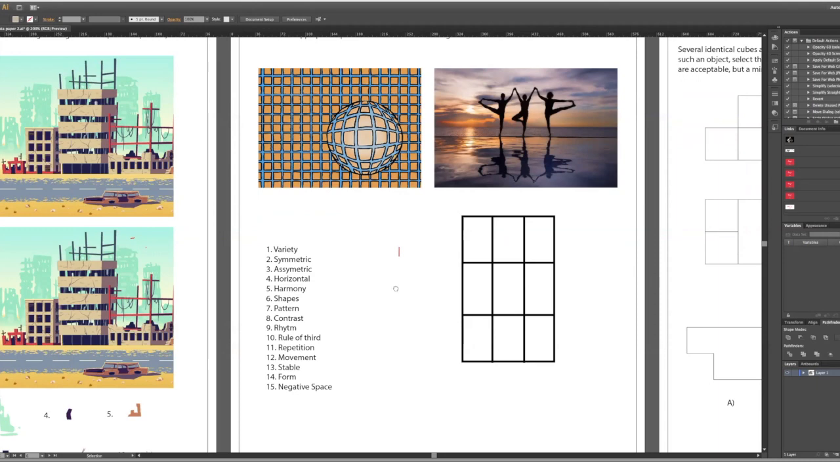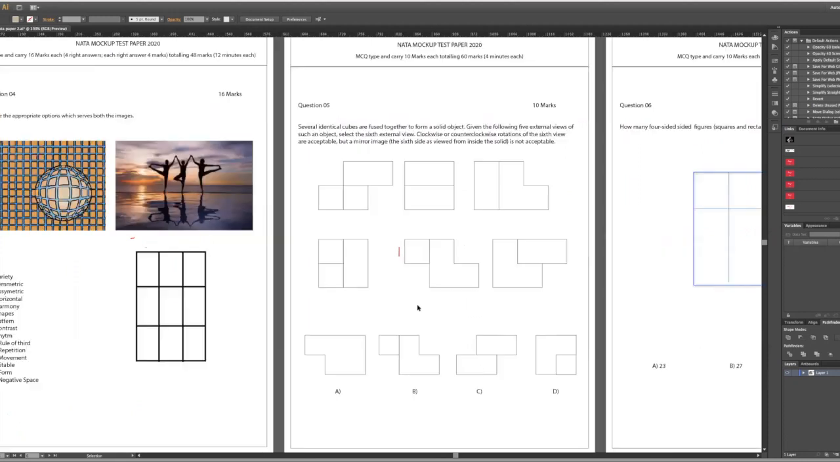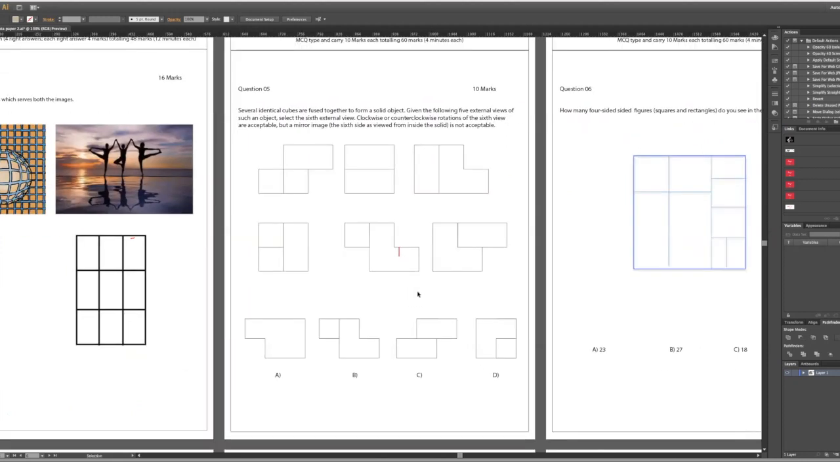Now this is question number 5. Several identical cubes are fused together to form a solid object. Given the following five external views of such an object, select the sixth external view. Clockwise or counterclockwise rotation of the sixth view is acceptable, but a mirror image, the sixth side as viewed from inside the solid, is not acceptable.